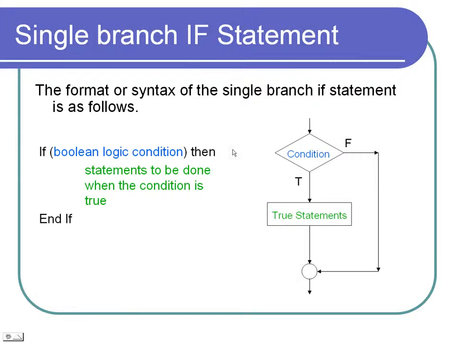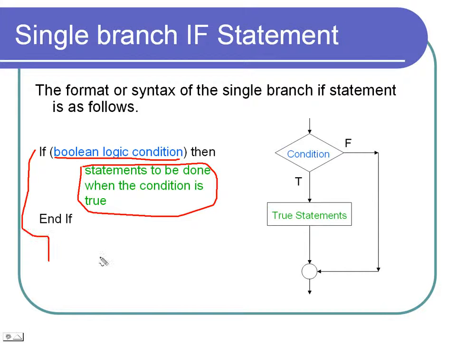Okay. The basic format of a single branch is that we're going to have a Boolean logical condition. Now, we'll talk about those in a little bit. If this condition is true, it's going to jump into whatever statements we have in this area right here. If the condition is false, it's simply going to jump around to the end and go on with whatever statements happen to be down here.